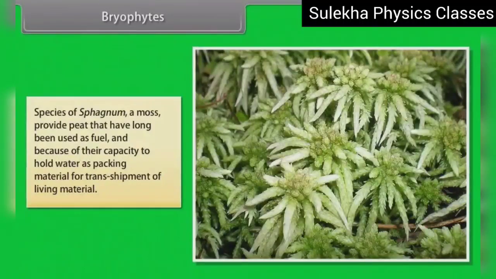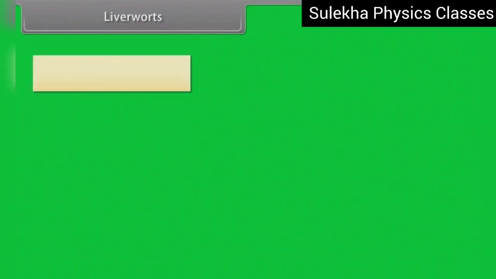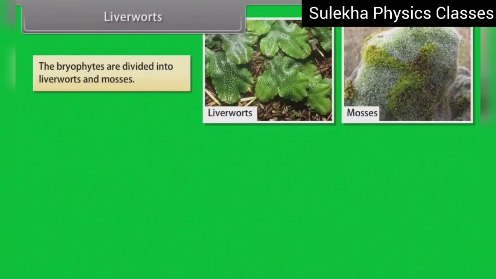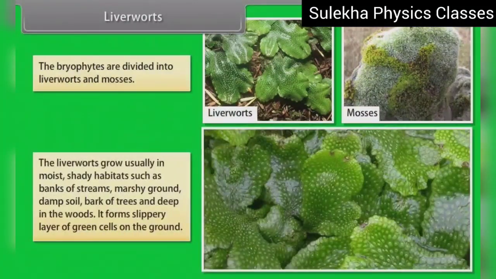Species of sphagnum, a moss, provide peat that have long been used as fuel, and because of their capacity to hold water as packing material for transshipment of living material. Liverworts. The bryophytes are divided into liverworts and mosses. The liverworts grow usually in moist, shady habitats such as banks of streams, marshy ground, damp soil, bark of trees, and deep in the woods. It forms slippery layer of green cells on the ground.